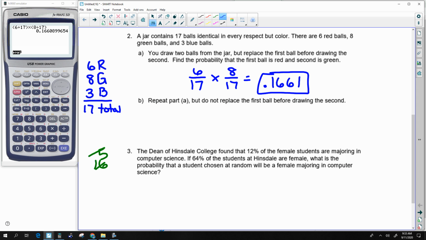Okay, so the next one is without replacement. So I select a red, and I'm not putting those back, so those numbers are going to stay different. And then a green.